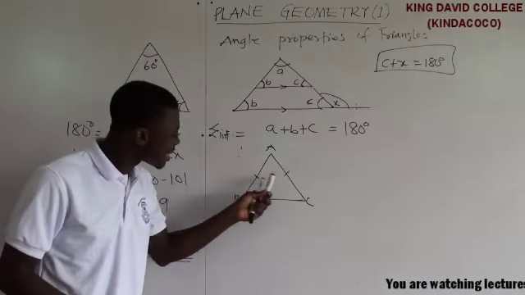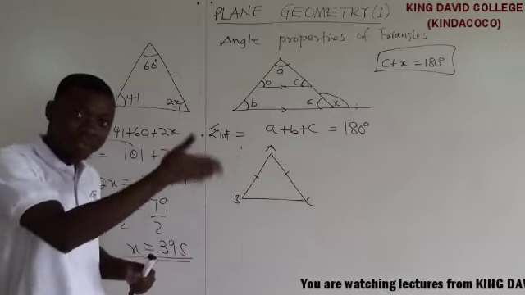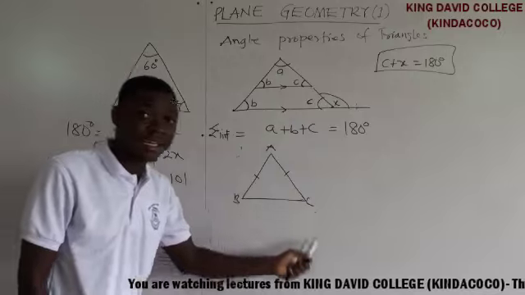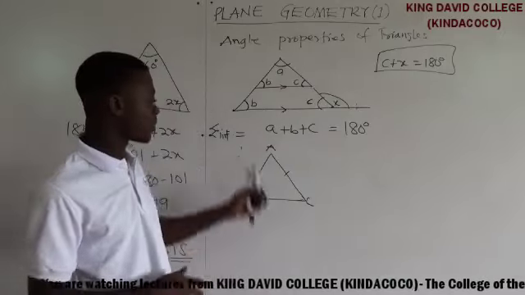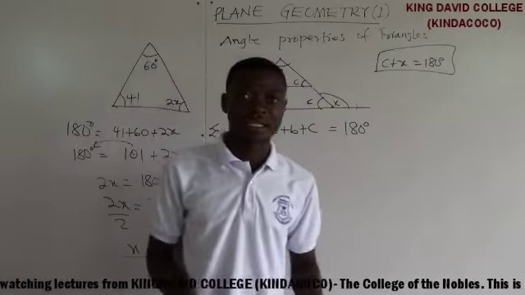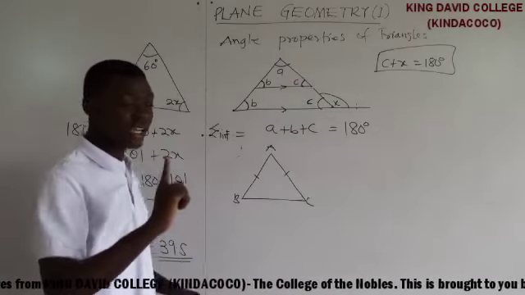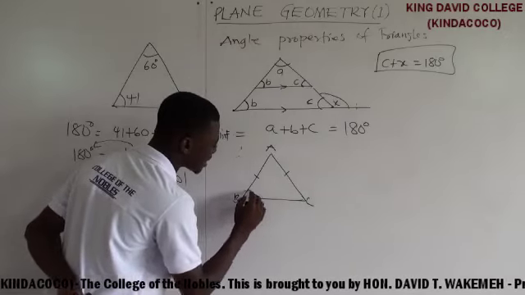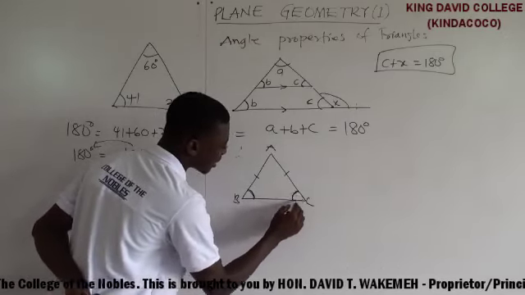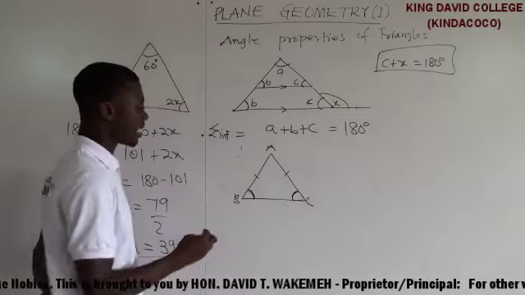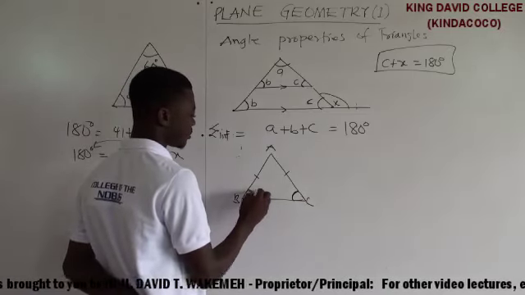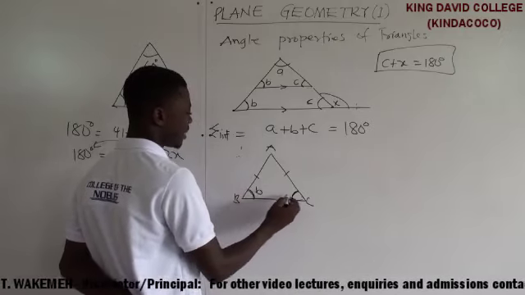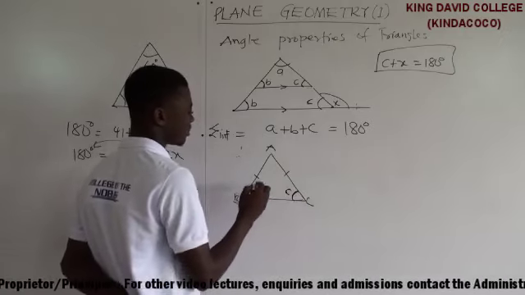And this mark over there is telling you that side AB and side AC are the same. So if side AB and AC are the same, then definitely those two sides will form the same angle with the base. So it means that the angle from here, B, and the angle from here, C, are the same.